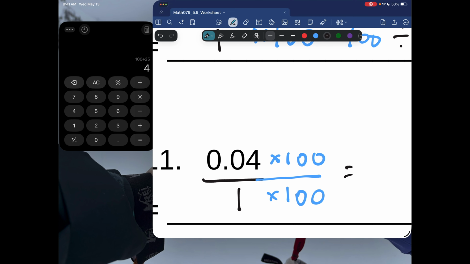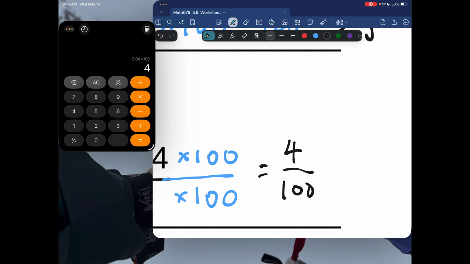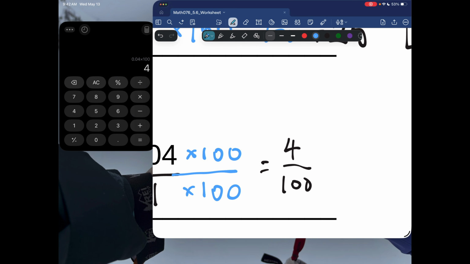When I put that in my calculator, or I do the mental math, 0.04 times 100 gives me 4 over 1 times 100 gives me 100. And I definitely need to reduce this, both even. I'm going to divide numerator and denominator by 2. 4 divided by 2 gives me 2. 100 divided by 2 gives me 50.